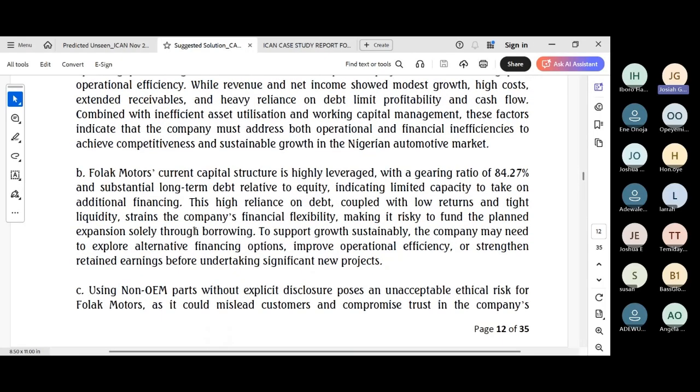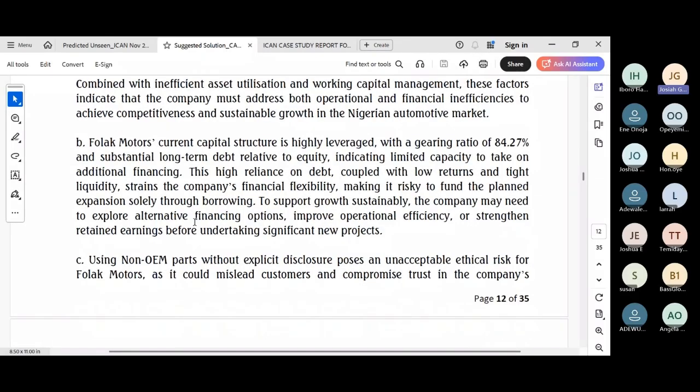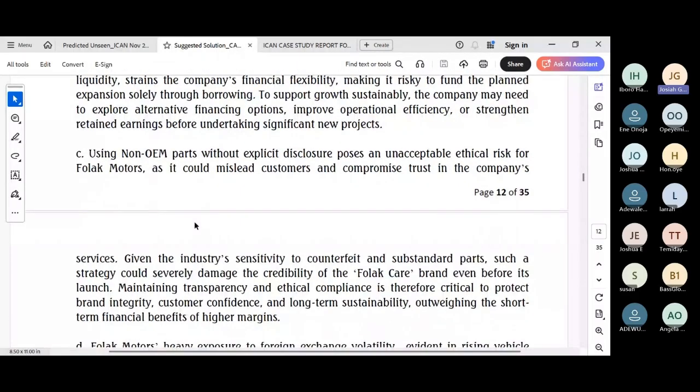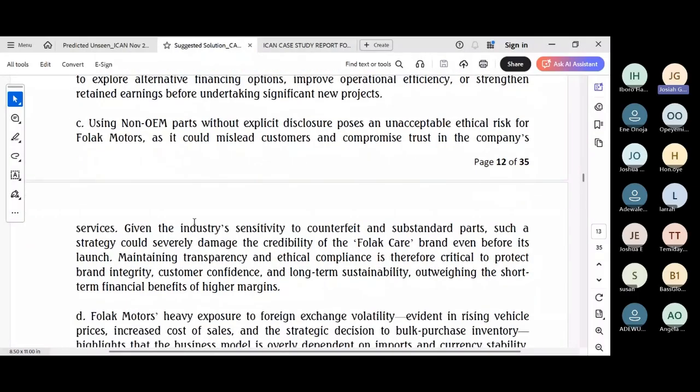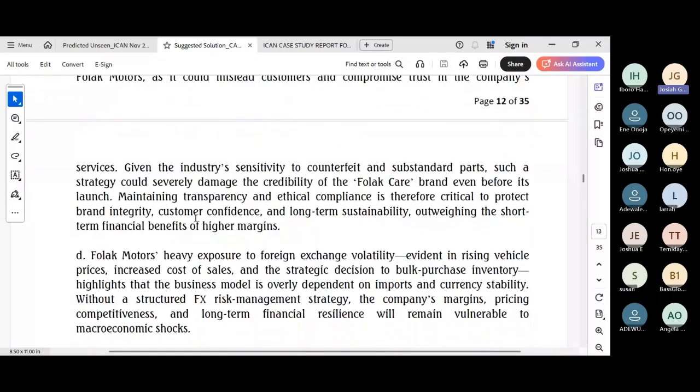Second point on capital structure is highly leveraged with a gearing ratio of 84%. And we said that to support growth sustainably, the company has to explore additional financing options. We are concluding on the company improving operational efficiency or strengthening retained earnings before undertaking significant new projects. The third one is the issue of the original equipment manufacturer's part. And we're concluding to say that it needs to maintain transparency and ethical compliance, which is critical to protecting the brand. We concluded on that.